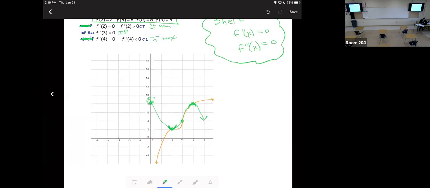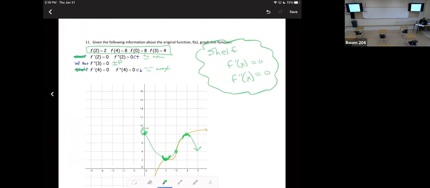Okay, how do we feel about that? You okay? All right, so be careful knowing what's a shelf. You've got to have both of these characteristics work: first derivative is 0 and second derivative is 0. When they tell you that the second derivative is something other than 0, they're trying to let you know whether it's a max or a min. They've kind of done your first and second derivative test for you. Okay? So that's how that's going to work.